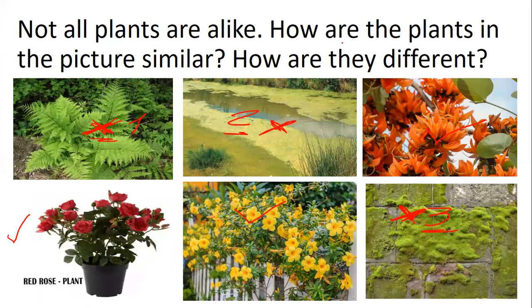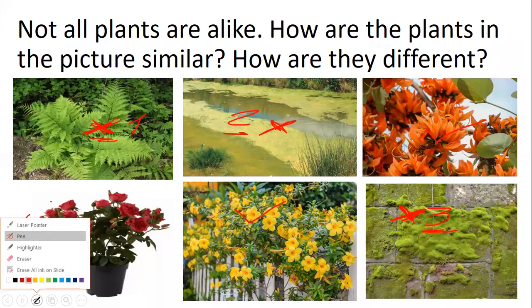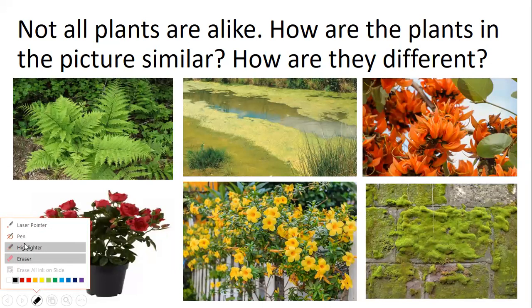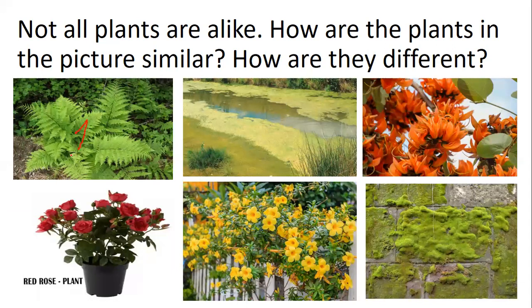Question, who can answer me? What kind of plant? What is the name of the first one? I will put number 1. What plant is this? Number 1. Okay, can you see the number 1? Yes. You can see the number 1. Do you know what plant is that? Fern. Very good. This is a fern.